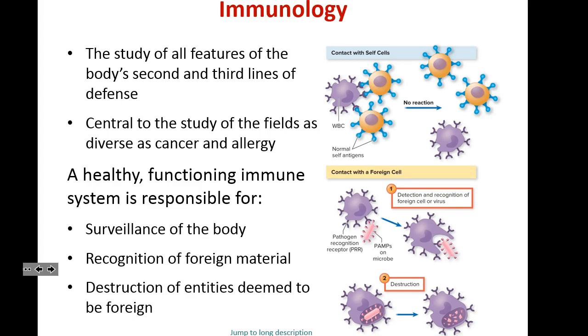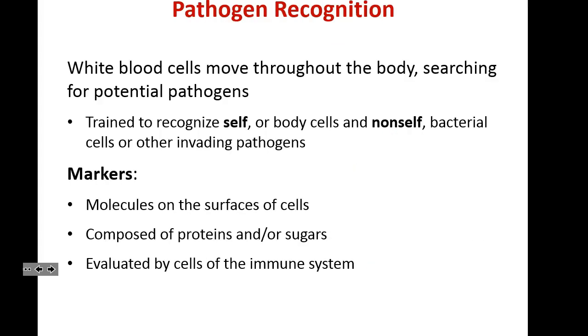It is central to the study of fields as diverse as cancer and allergy. A healthy, functioning immune system is responsible for surveillance of the body, recognition of foreign material, and destruction of entities that are deemed to be foreign. Pathogen recognition. We know that a pathogen can do what? What is a pathogen? Causes disease.